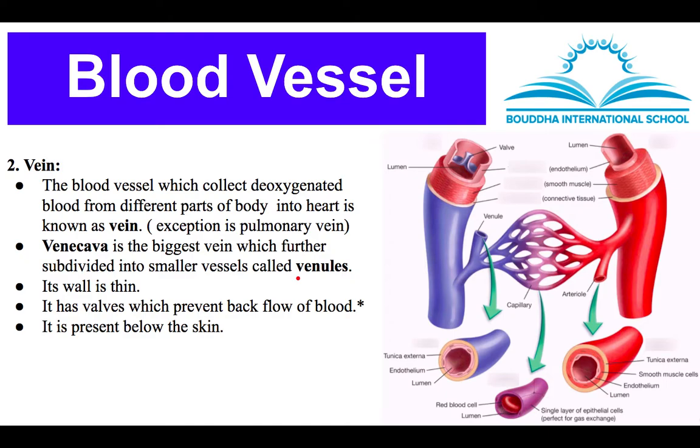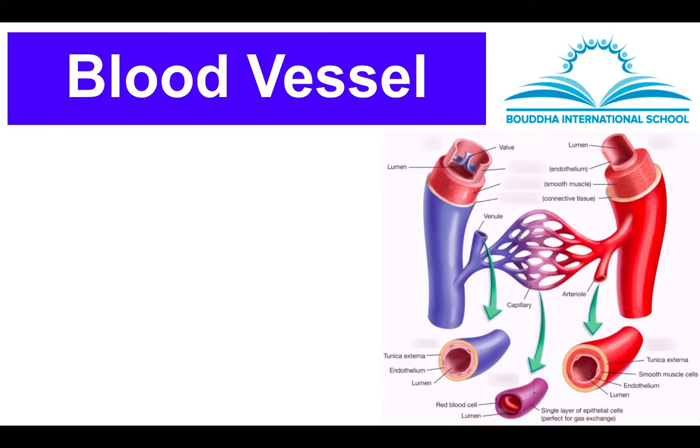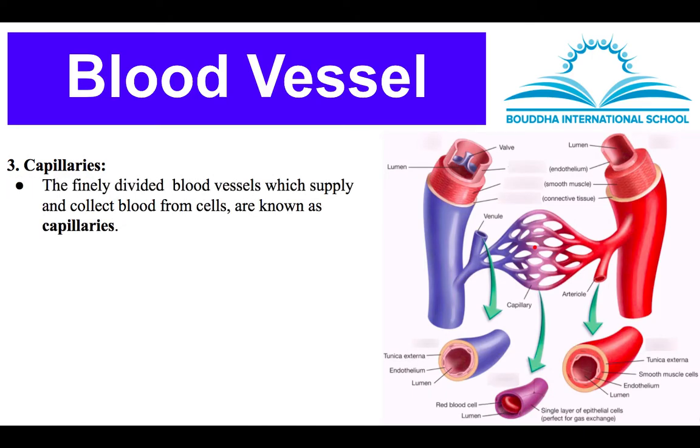But artery was deep seated in the muscles. Now the third type of blood vessels we have is capillaries. So you can compare the diameter of capillaries in comparison to artery and vein. It is a very thin tube, and it is highly divided, and the main function of capillary is to supply blood and collect the blood from cells.